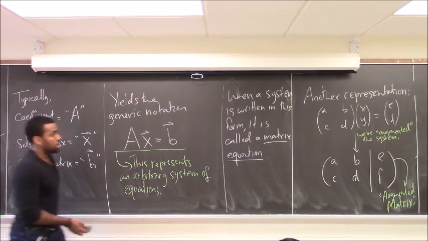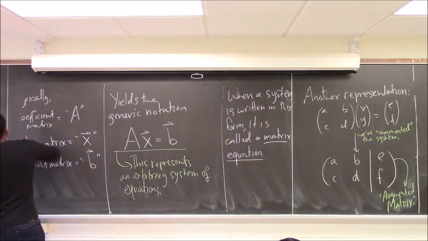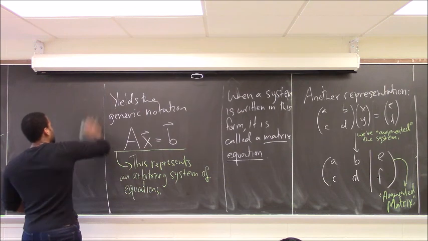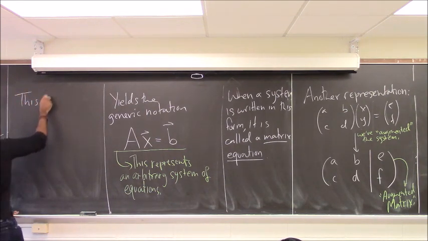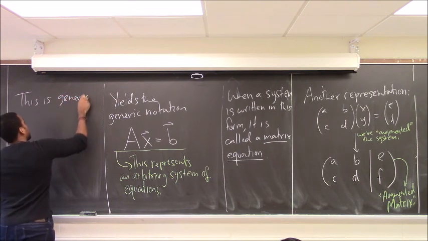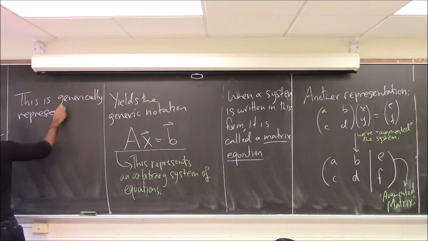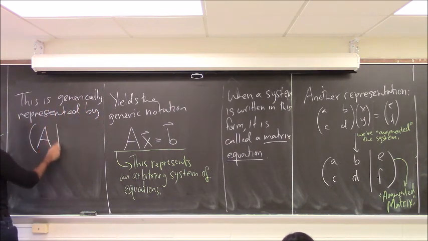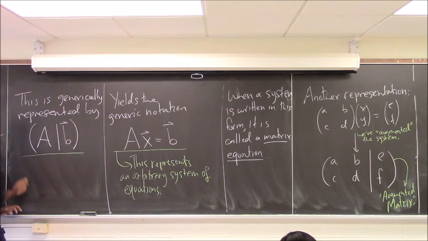And that's saying augment the system. And that also has a generic representation: a big matrix, write a big A here, write a bar, write a B here. And so this, whenever it shows up, represents an augmented system.